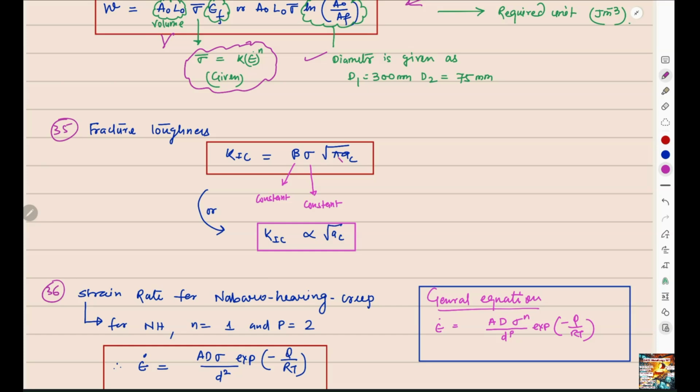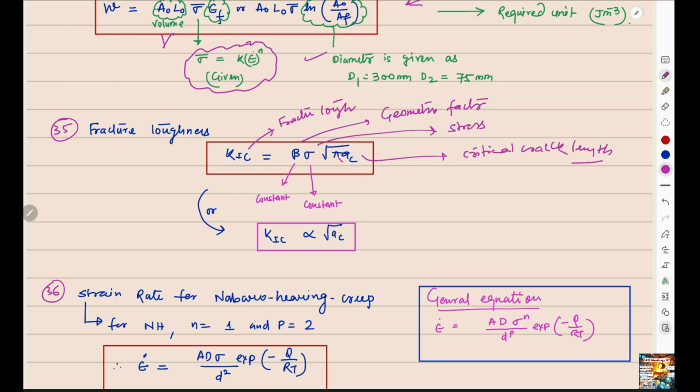The next question is on fracture toughness. K1C equals beta sigma root pi a_c is used, in which K1C is the fracture toughness. Beta is called the geometry factor, sigma is the stress, and a_c is the critical crack length. Simply this relation is used, where beta and sigma are constant. So we are reduced to this relation. Now by using this relation we will get the answer.